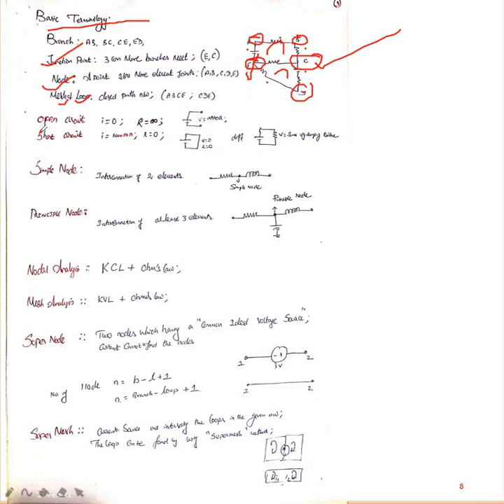The next one, open circuit and short circuit. What is the difference between open circuit and short circuit? Open circuit means current does not flow, so the current value is equal to 0. Current is inversely proportional to R, so what is the R value? R value is infinity. This is an open circuit.